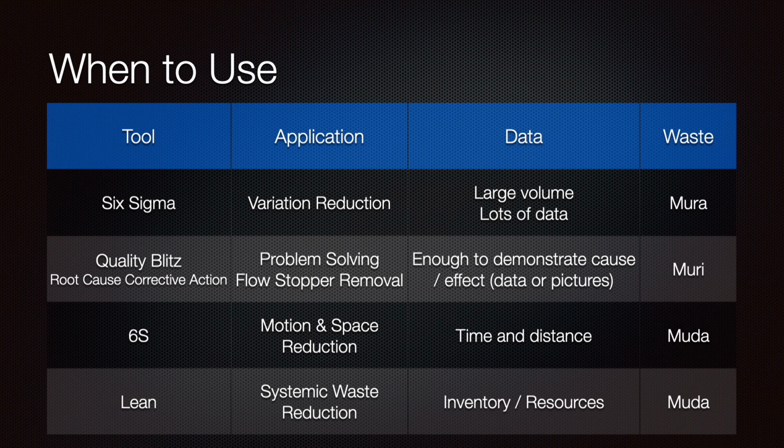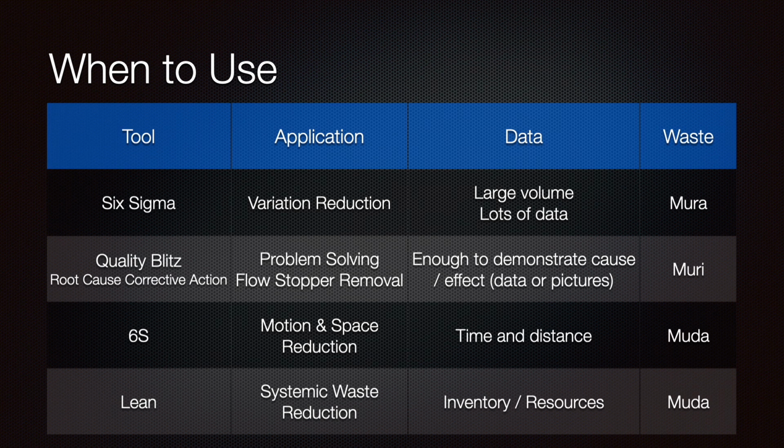All right, so let's jump to 6S. This again is very applicable for trying to reduce motion and reducing space. And typically what that does is it helps reduce your hours per unit or your time on each task by eliminating distance. Distance can be physical, but it can also be mental as well. So visual management can also be a part of reducing waste, which we've identified as Muda.